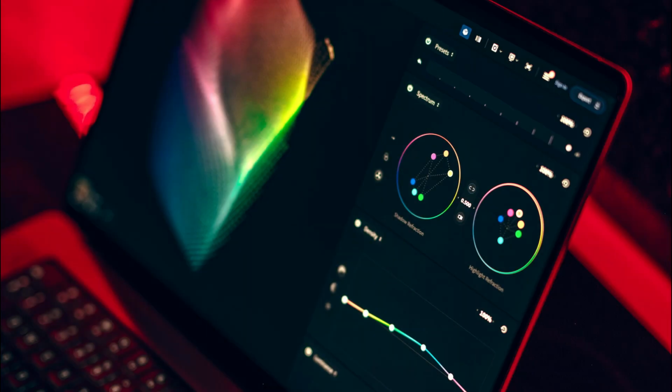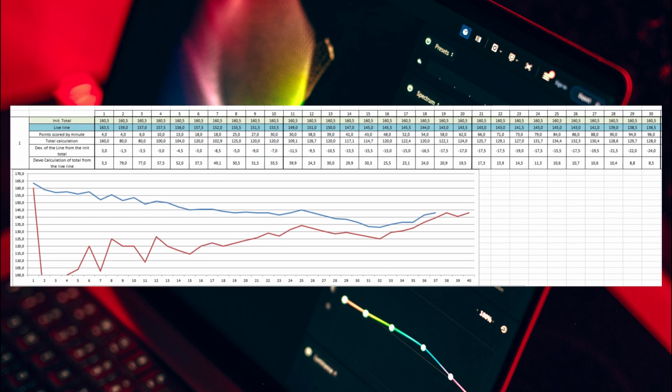Let's look at an example of a graph. In the first match, the initial total was 160 points. The blue line represents the movement of the total given by the bookmaker. The brown line shows the deviation of the calculated total from the live line.